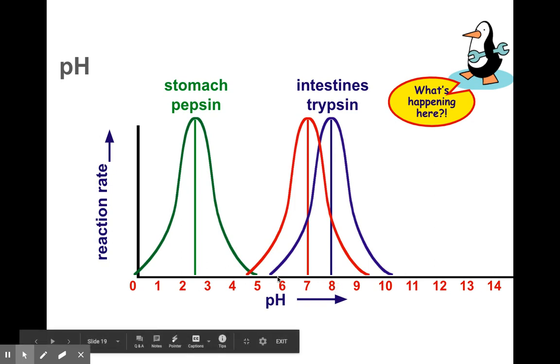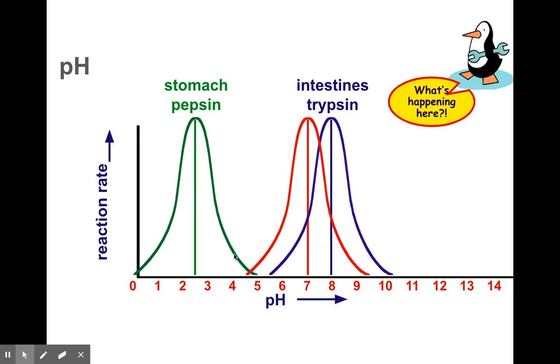Okay? Now notice these overlap. Pepsin only works best at 2.5. It doesn't work very well at a pH of 4. And notice that pepsin would be destroyed at anything above 5. Same thing with trypsin. Trypsin will absolutely not work at anything less than 6 or anything greater than 10.